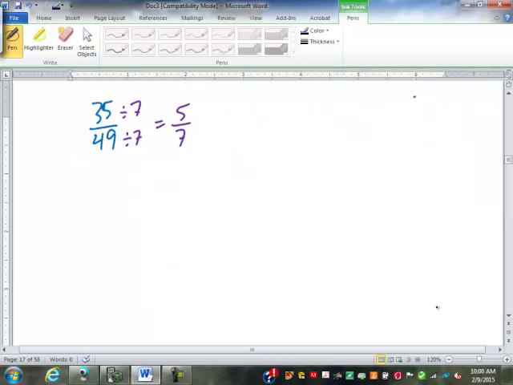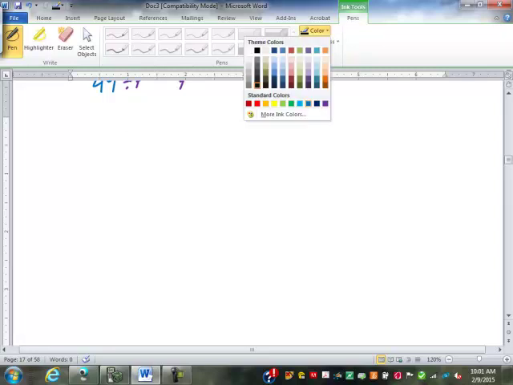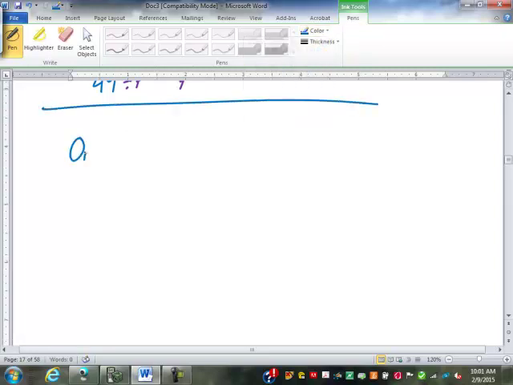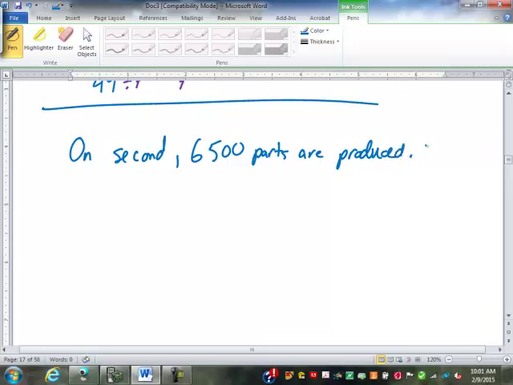So anyway, what are some applications? Well, this is a really tough thing to put application problems in, but you might have something like, on second shift, 6,500 parts are produced. Of those, 125 are found to be defective.